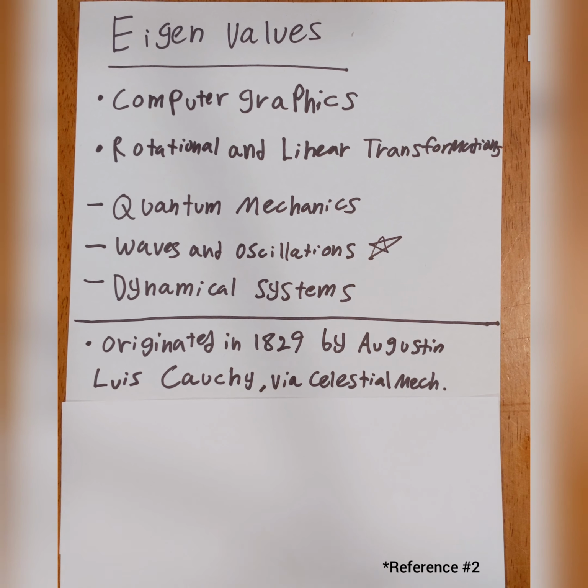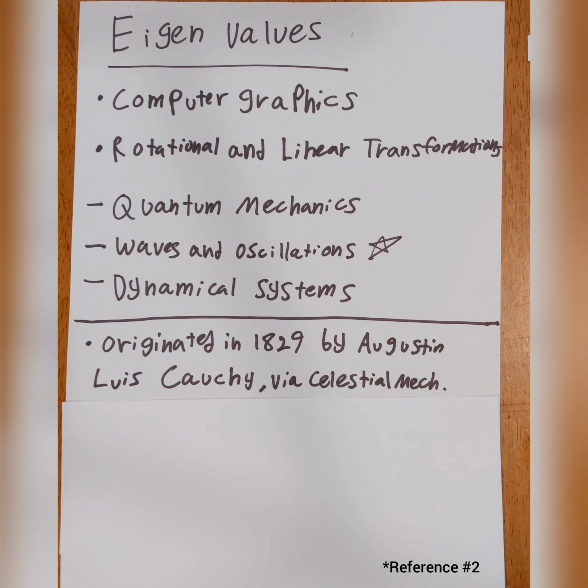Now, back in 1829, Augustin Louis Cauchy basically first came up with this method of eigenvalues via celestial mechanics. He studied the rotations of 3D spherical objects such as planets and stars, and through this math, he found three equations and three unknowns through this rotational matrix, which signaled to him linear algebra. And we'll go over that next with an example problem of what eigenvalues are and how to solve them.